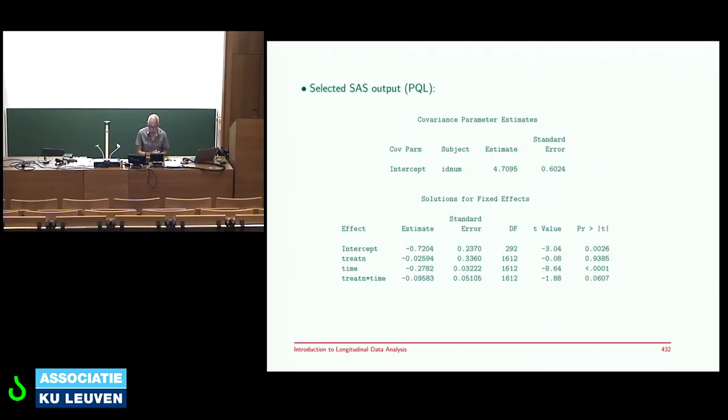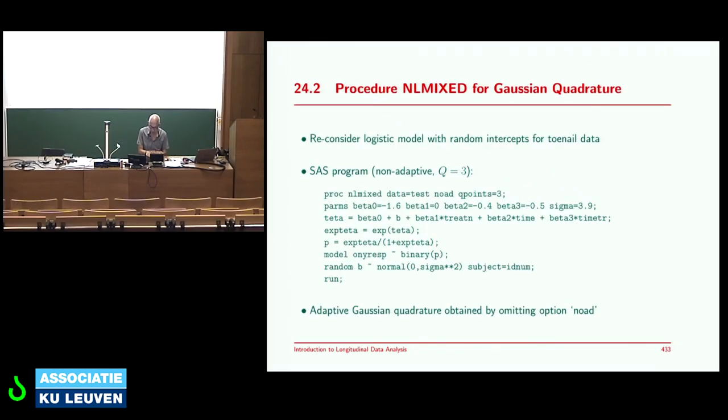Would I ever use PQL? Well, sometimes to get starting values. To save somewhat on the cost of, let's say, having totally arbitrary starting values, PQL may still provide you with somewhat more reasonable starting values. Well, the output is always the same. You get your covariance parameters, you get your fixed effects. We know how to interpret that in the meantime.